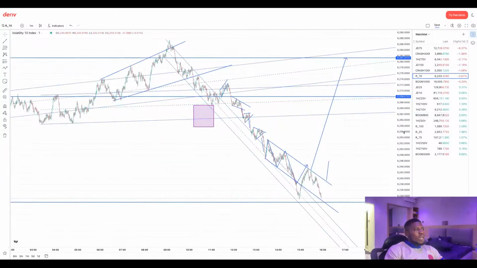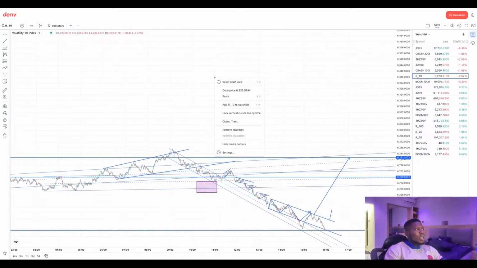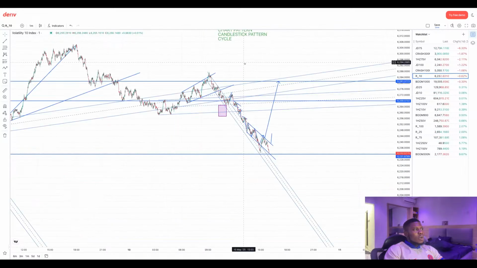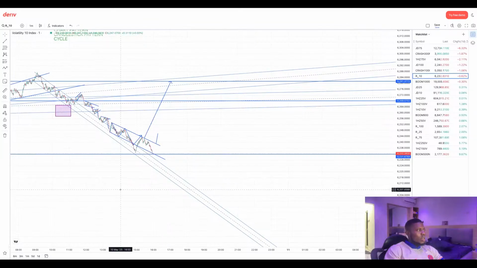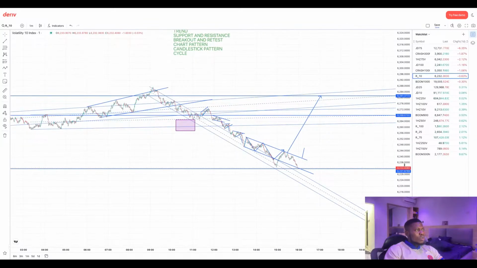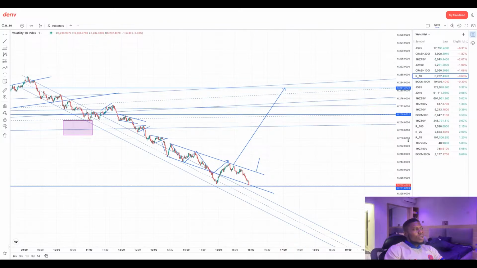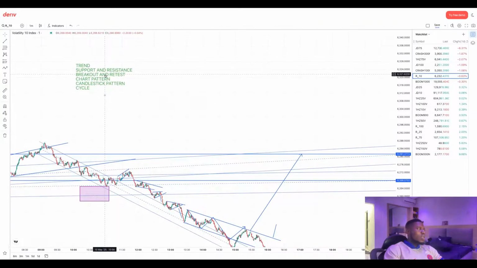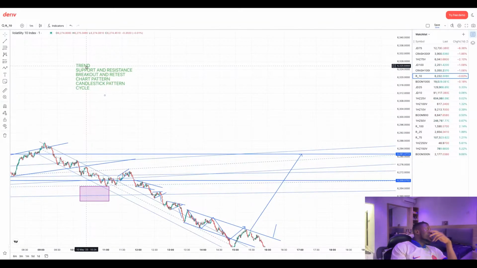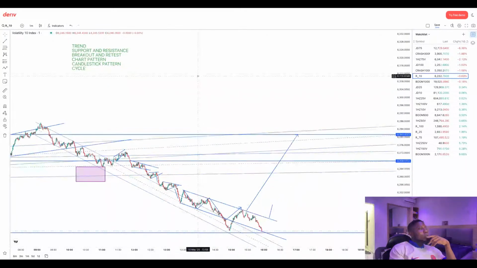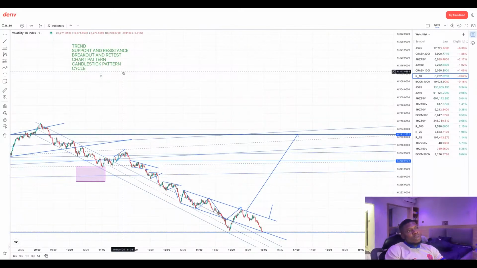So going back again, look at these are the stuffs I consider when I'm taking my trades. So you pay attention to that. These are the stuffs I consider when I'm taking my trend: my trend, support and resistance, breakout and retest, chart patterns, then candlesticks and cycle. So if you master all this, trade will actually be easy for you.